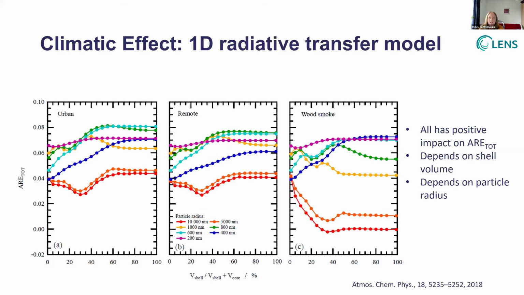These are the results of the 1D radiative transfer model. On the vertical axis, what we have is the total aerosol radiative effect. What this means is how reflective the top of the atmosphere is with the aerosol present compared to without the aerosol present. So anything above 0 means we've made the top of the atmosphere more reflective. You can see across the board, we've got a positive impact on this aerosol radiative effect, but it does depend on the source of the aerosol, as well as the particle radius. So it's particularly pronounced for the smaller particles.